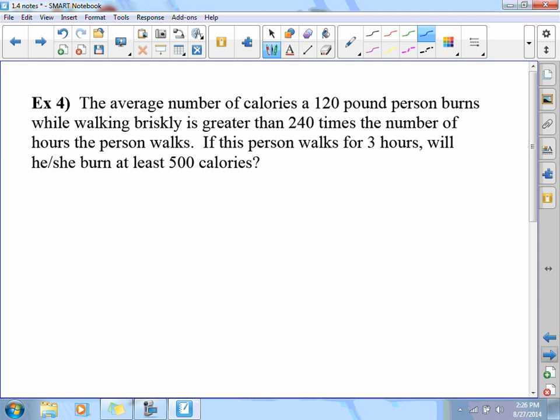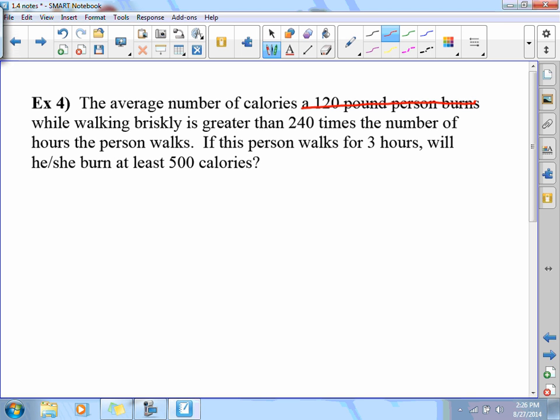So right away, they're telling us an average. Now, we don't have to calculate the average. It's not like we're going to add a bunch of stuff up and divide by how many things we had. They've already calculated the average for us. So they're telling us that the average number of calories a 120-pound person burns. Now, sometimes when students see numbers in a problem, they just start grabbing at every single number in the word problem and doing some sort of calculation with it. But this 120, we don't actually need that. We don't need to know how much the person weighs, okay?